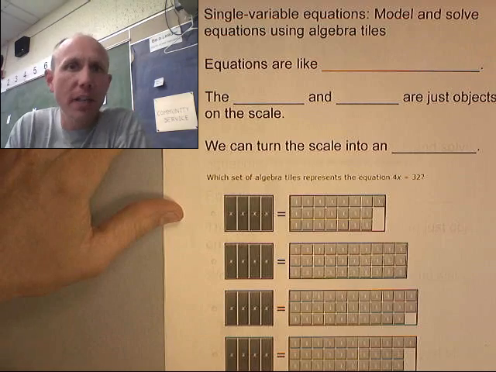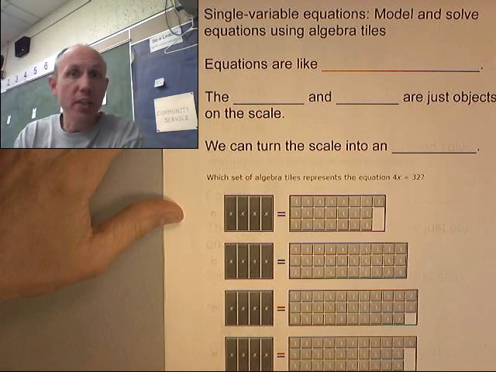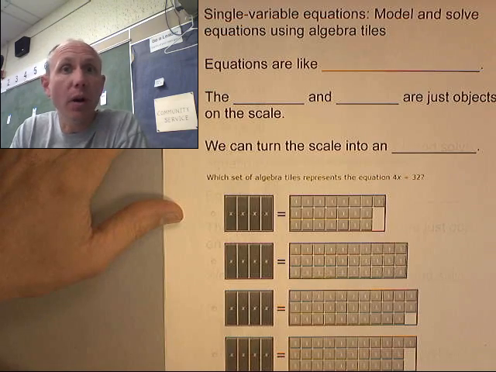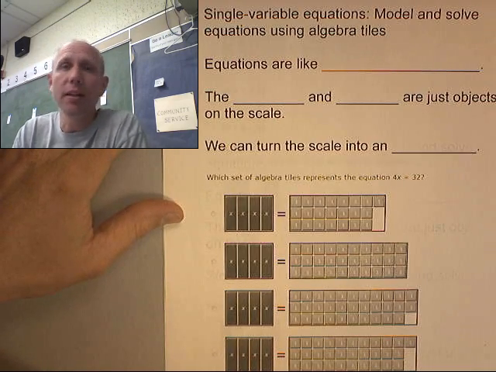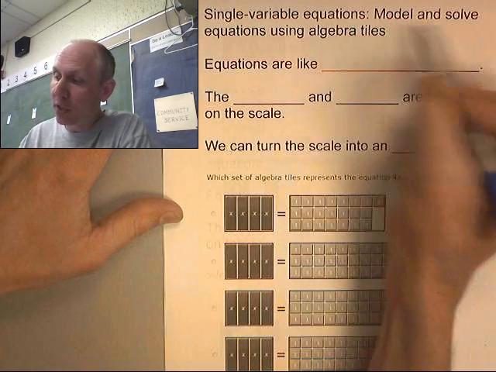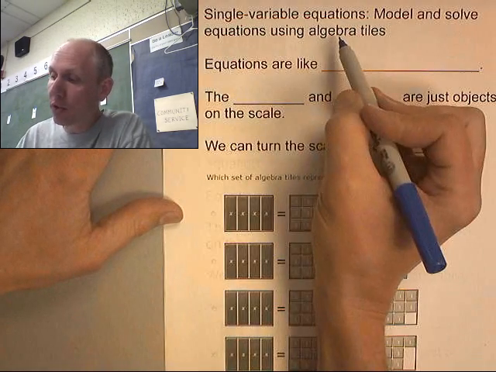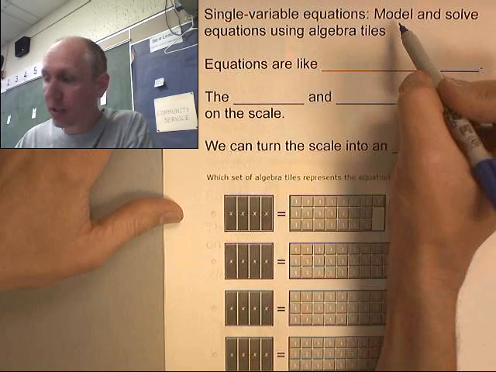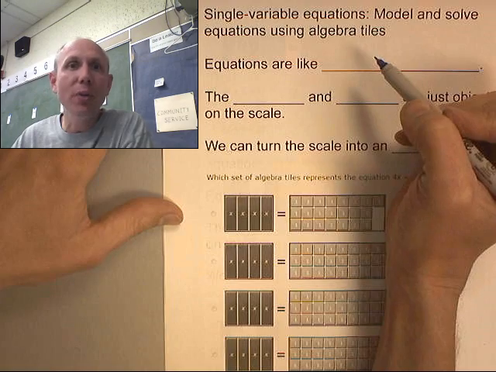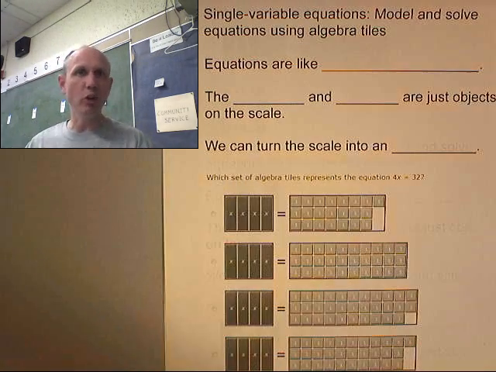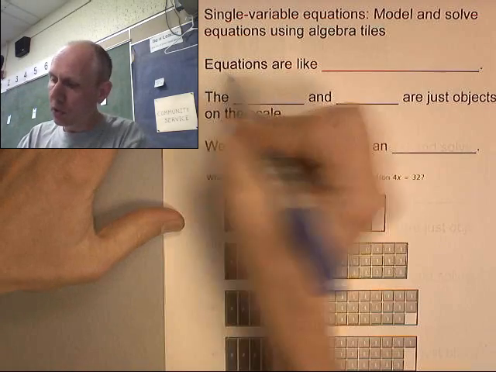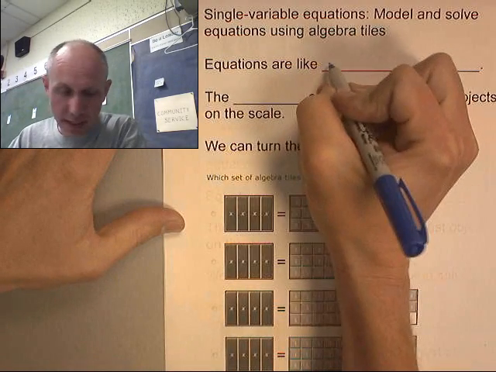In my last video, we talked about equations, and I told you that equations are like seesaws or teeter-totters or a scale. And we'll talk about that again today. So we're looking at single variable equations, and we're going to model and solve equations using algebra tiles. What that means is we're going to draw pictures or use pictures to visually see these equations. We're going to really try to look at that scale or that teeter-totter. So once again, equations are like teeter-totters.